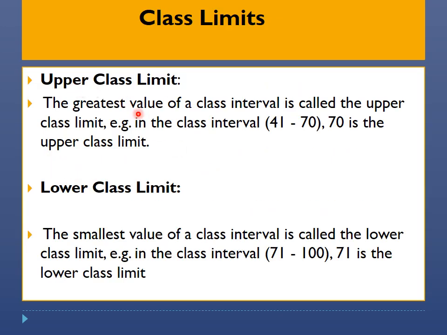A few more things should be in our notice and knowledge before the distribution. Class limits. Upper class limit: the greatest value of a class interval is called the upper class limit. For example, in the class interval 41 to 70, 70 is the upper class limit. Lower class limit: the smallest value of a class interval is called the lower class limit. For example, in the class interval 71 to 100, 71 is the lower class limit.